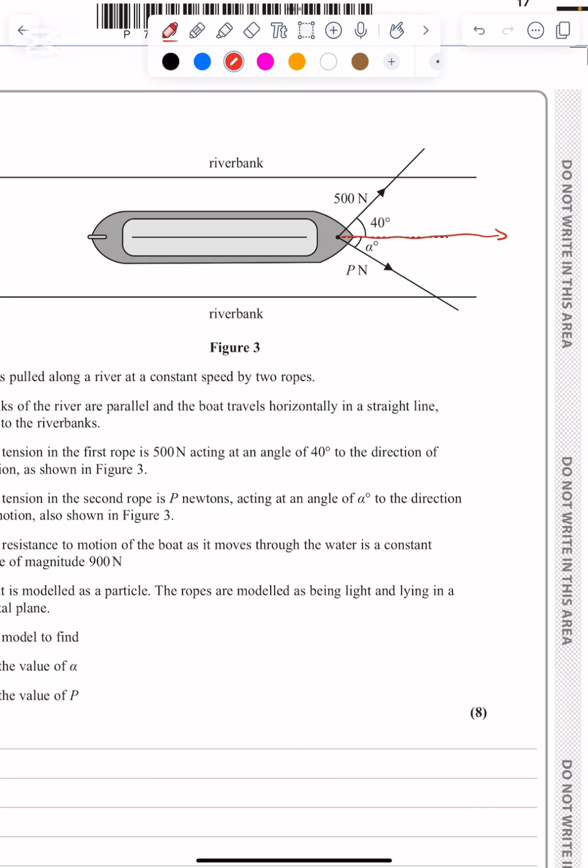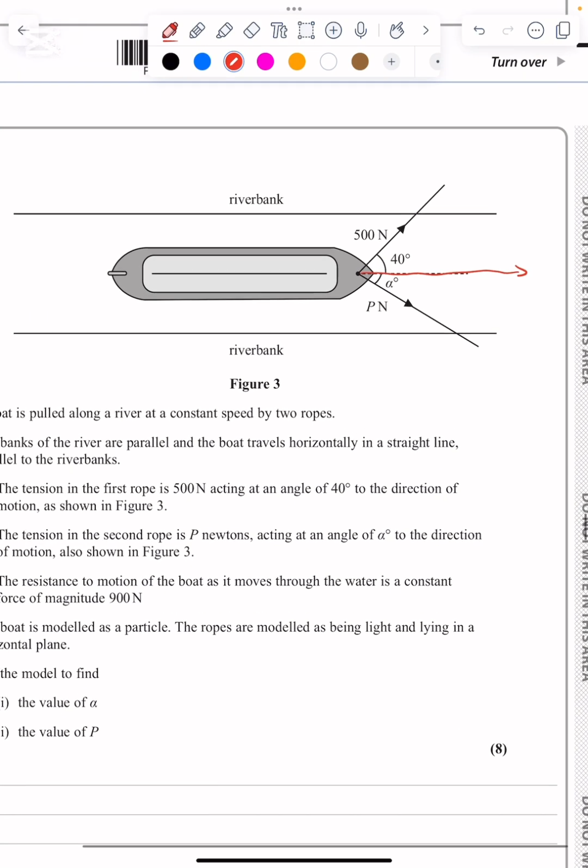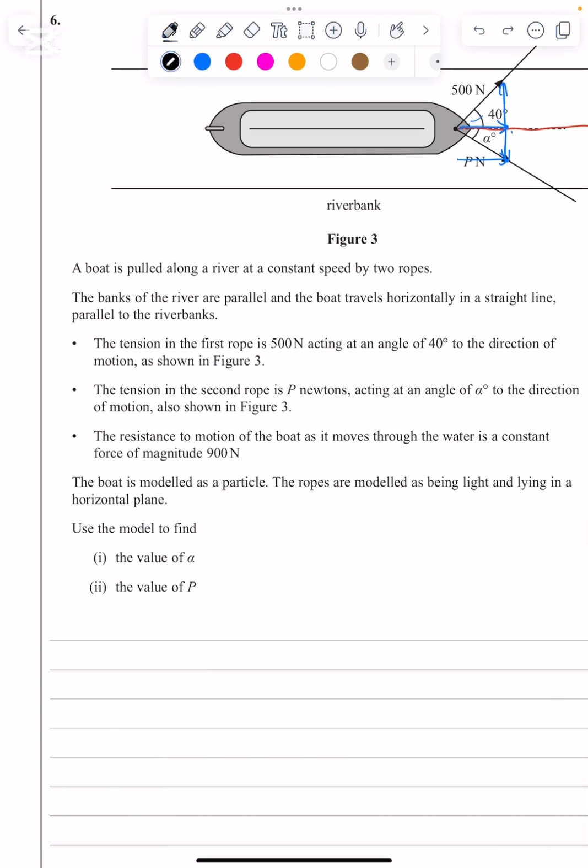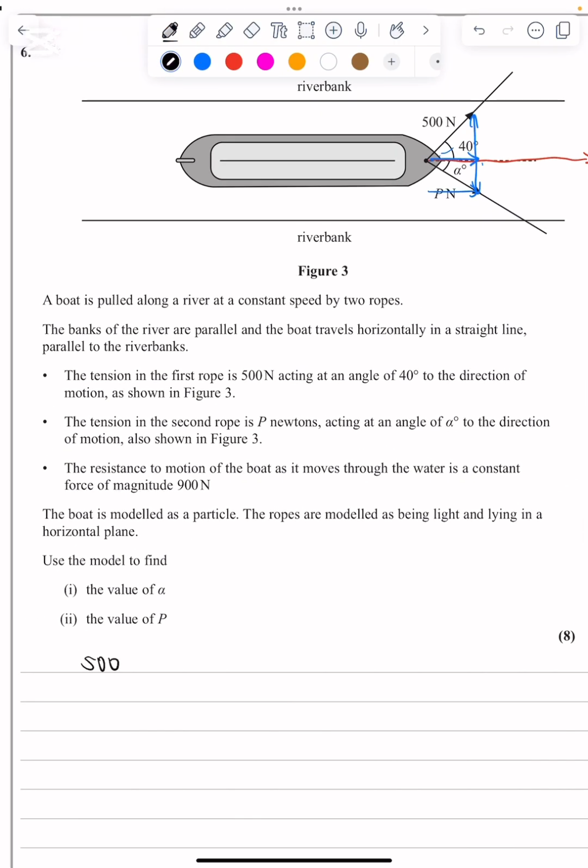This direction, completely horizontal. So what that means is the vertical component of the 500 newtons vector, like this one, must be equal to the vertical component of P. So this one. Writing it down would be 500 sine 40 degrees must equal P sine alpha degrees. Okay?